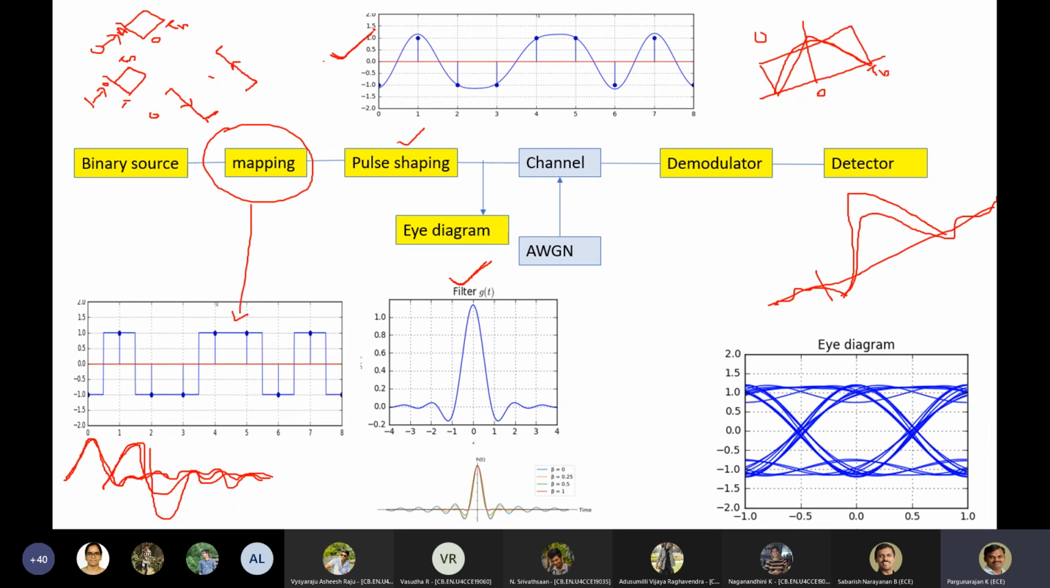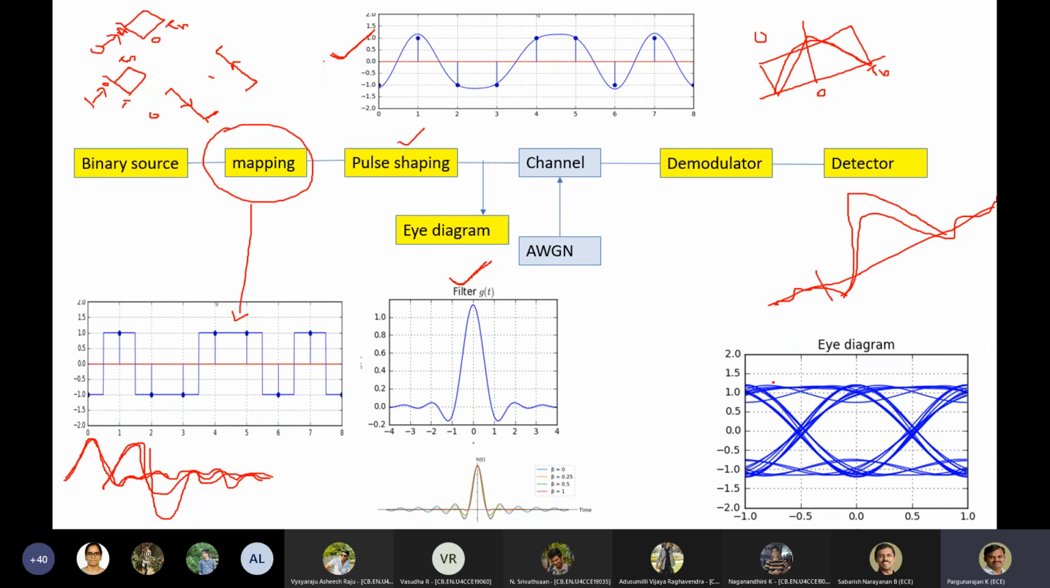What it looks like, that we are analyzing with the help of an eye diagram. So here the eye diagram is plotted. What is the eye diagram? Why are we giving it importance? With the eye diagram, we are interested to understand at which particular time sample, if you sample the signal at the receiver side, we will get better performance. To understand that we are using the eye diagram.